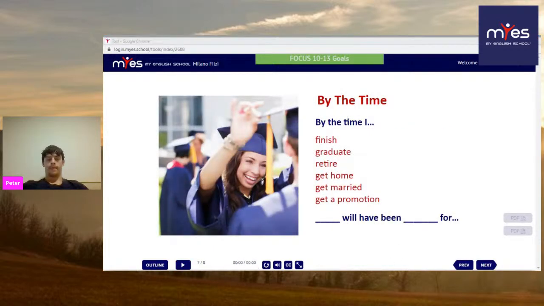By the time I finish, graduate, retire, get home, get married, get a promotion, will have been for. So I want you to form your own sentences using the future perfect continuous using these words. For example, by the time I retire, I will have been working for, I imagine, 60 or 70 years. Or by the time I finish teaching, I will have been speaking for over 2 hours. Or can you at home try and form your own sentences?